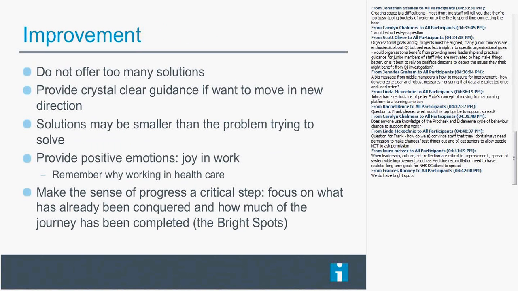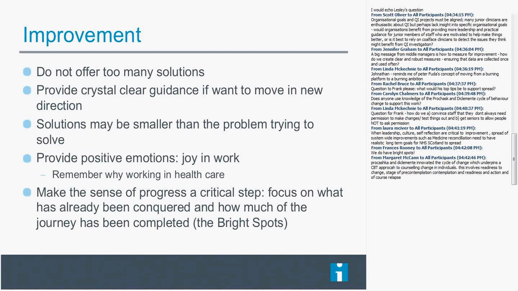If you want to improve, don't offer too many solutions. Get the people at the front line to really tell you what's going on. Provide guidance about the new direction. Dan Heath calls that setting the path. Where is it that we want to be? What is it that we want to accomplish? Think that solutions may not necessarily have to be big system solutions, but small solutions might get you to a better point. Provide positive emotions, that is, joy in work.